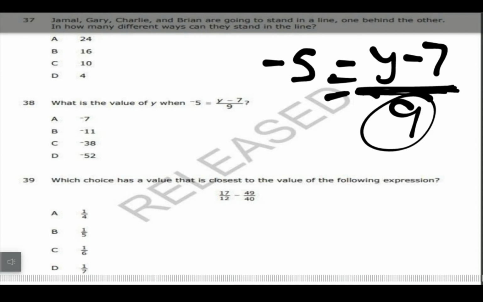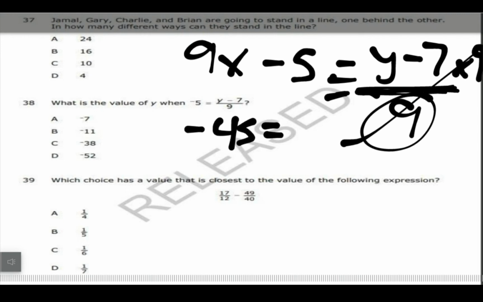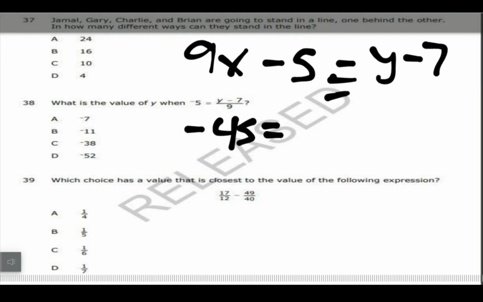Remember, we do the opposite. So it's division, we want to multiply, because that's the opposite of division, and that will cancel that out. So 9 times -5 is -45. Now that I got rid of the 9 on the bottom, I'm going to erase that.